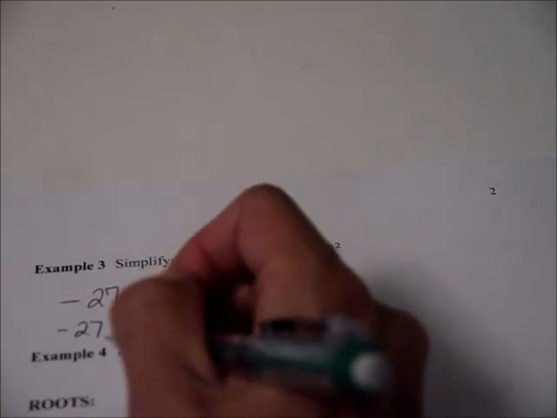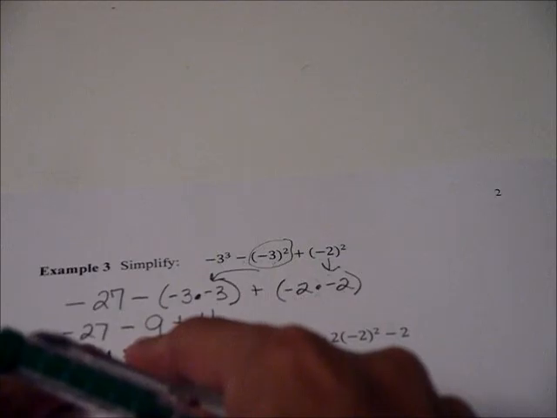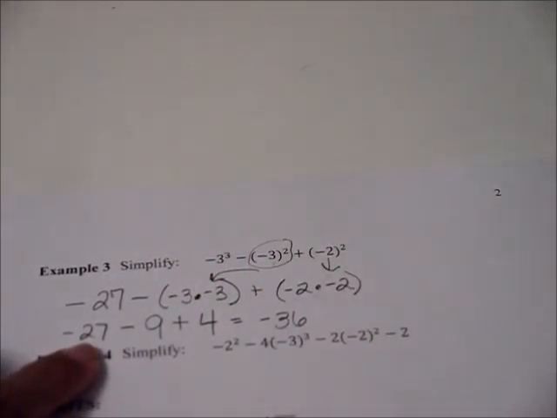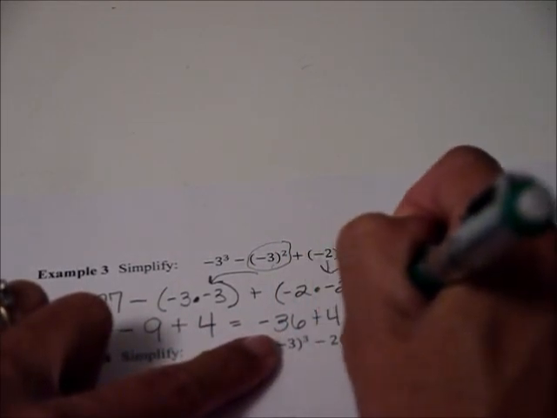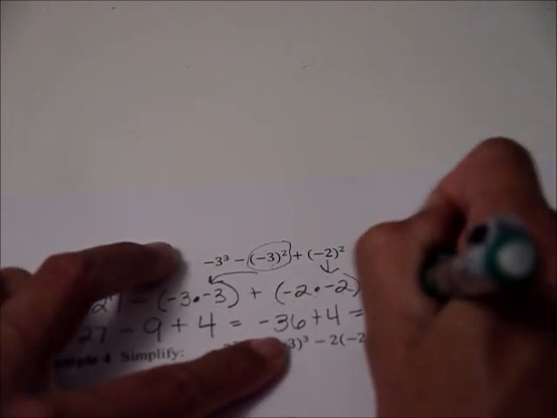So -27 minus 9. That means we have a negative and a negative, so they combine and we get 36, but it's negative. Plus 4. Now we have opposite signs. The 36 wins, and we get -32.